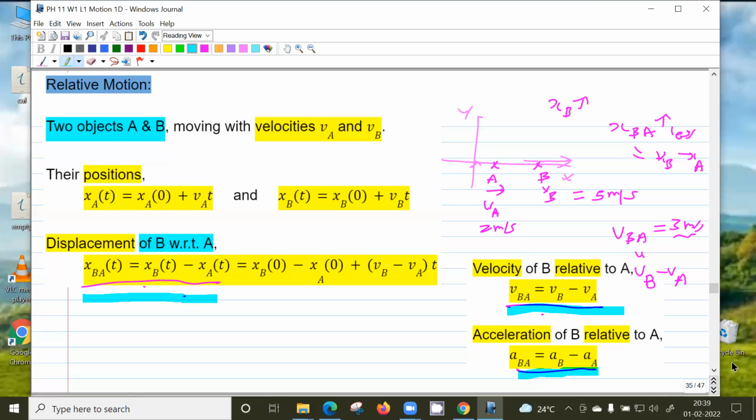Okay, so this is for a 1D motion. When it becomes 2D, it will become a little bit more complicated. We've got to put in the vector notation. Okay, so that I'll come to in the next chapter.